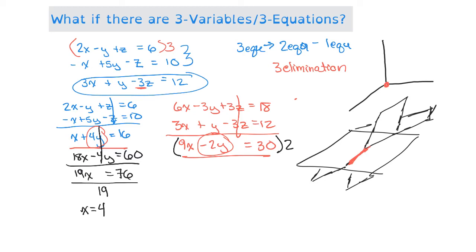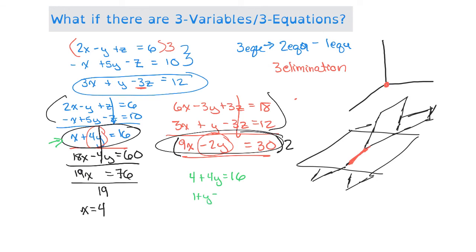So from this point, we're going to start working back up, and we're going to take x equals 4, plug it into one of our two variable equations, and solve for y. And then we're going to plug that into one of our three variable equations and solve for z. So I'm going to take 4 and plug it into x plus 4y equals 16. So 4 plus 4y is equal to 16. And I'm going to solve for y. 1 plus y is equal to 4. Sorry, I did that a little differently. I divided everything by 4. And so y is equal to 3.